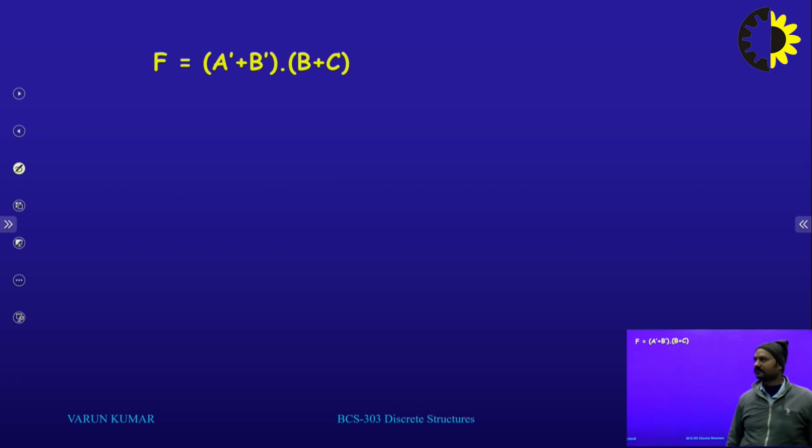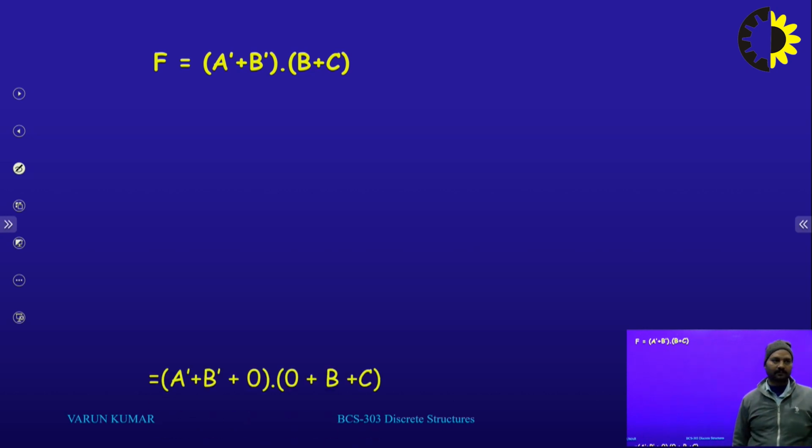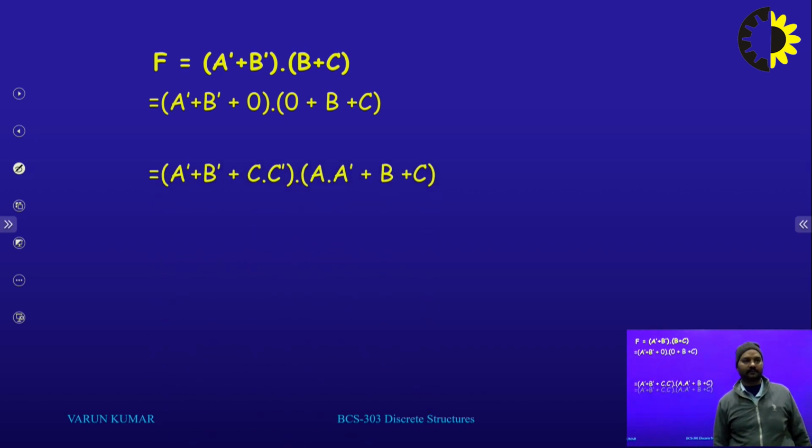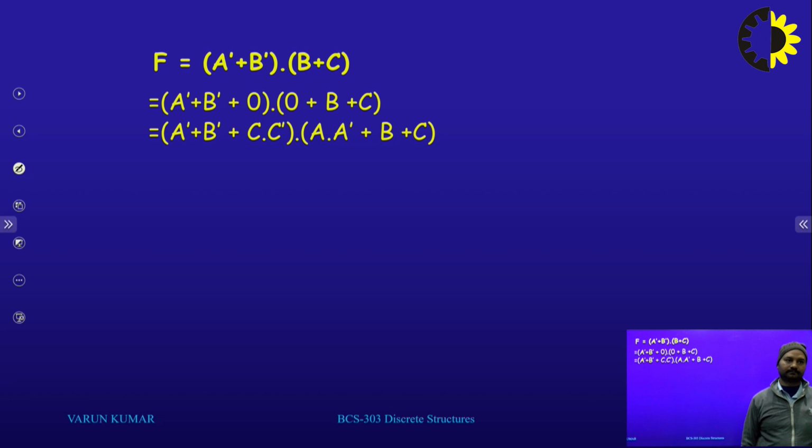Take one more example. This is the expression, that is a dash plus b dash dot b plus c. And we want to convert this particular expression into POS, product of sum. So what can we do? Here are A terms and here are B terms, but C terms are not available. And in this particular expression, the A term is not given. So we put here 0 because x plus 0 becomes x. So in place of C, we write here 0. In place of A, we write here 0.